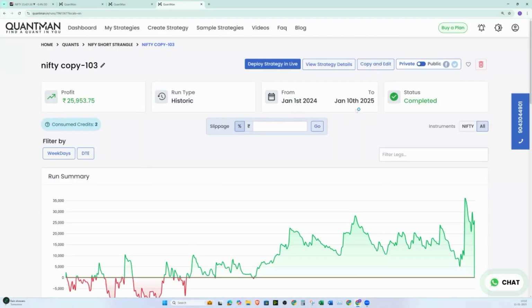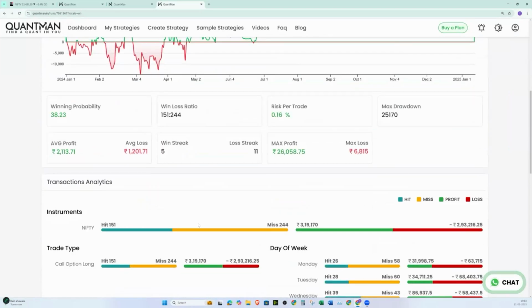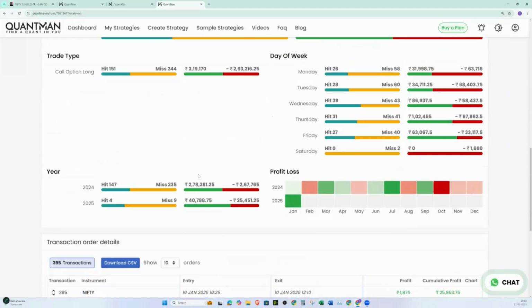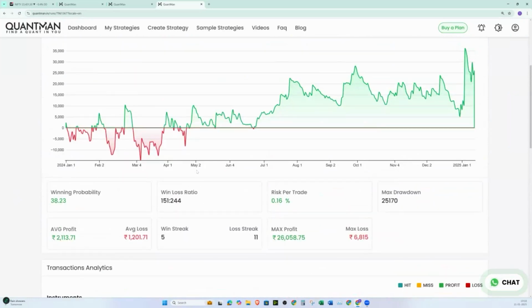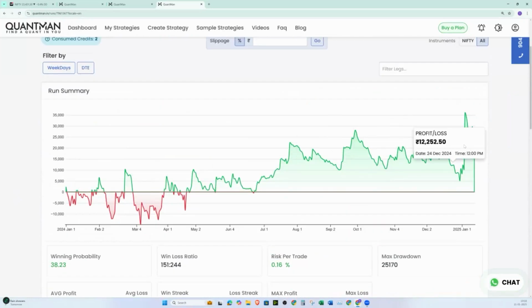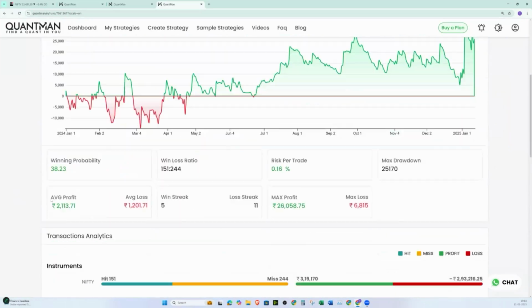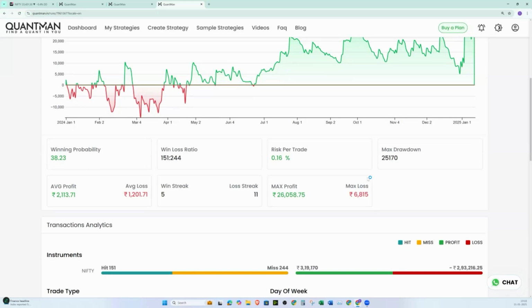From this 13 months, actually this is the 13th month going on, from a 1 year period, a total of 395 transactions happened. In those 395 transactions, the strategy doesn't give good performance because there is a drawdown. The equity curve doesn't look smooth. Okay, we need to upgrade this strategy. The maximum drawdown here is 25,000.